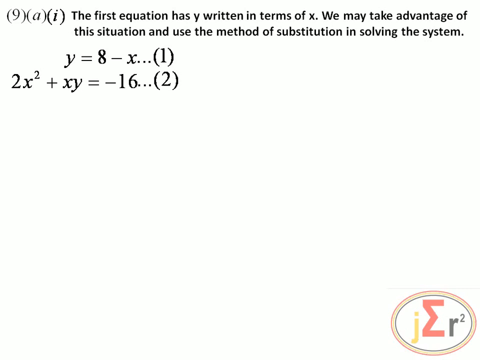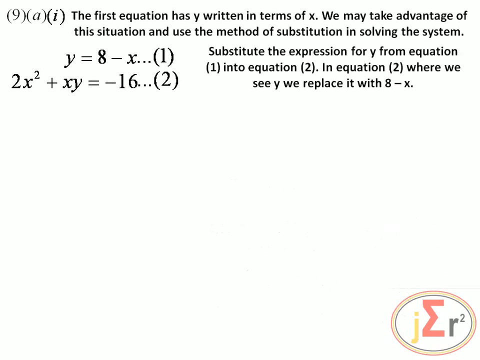So the first equation has y written in terms of x. We may take advantage of this situation and use the method of substitution in solving the system. Y is already written in terms of x. So what do we do? Substitute the expression for y from equation 1 into equation 2. So take this and substitute into this equation. In equation 2, where we see y, we replace it with 8 minus x.